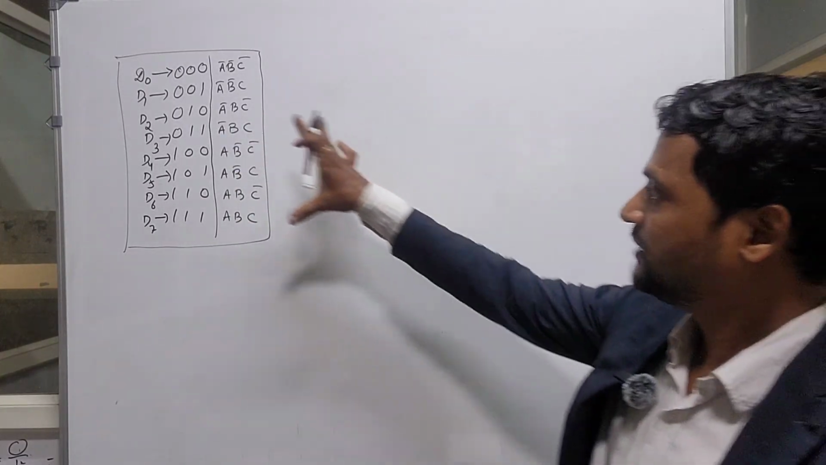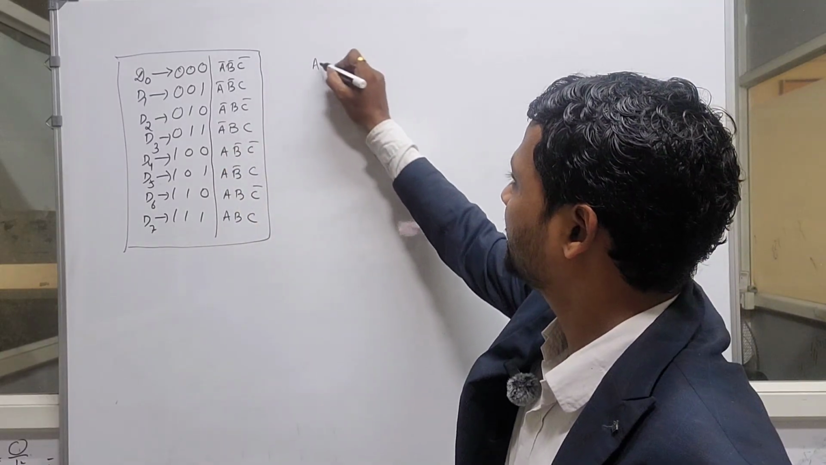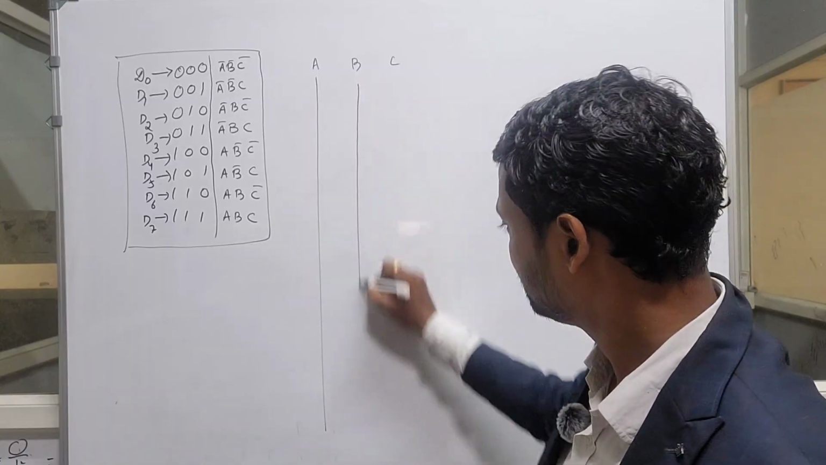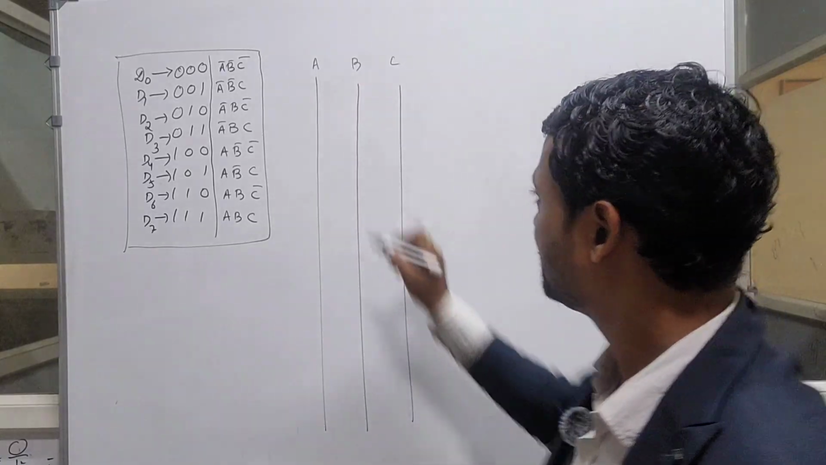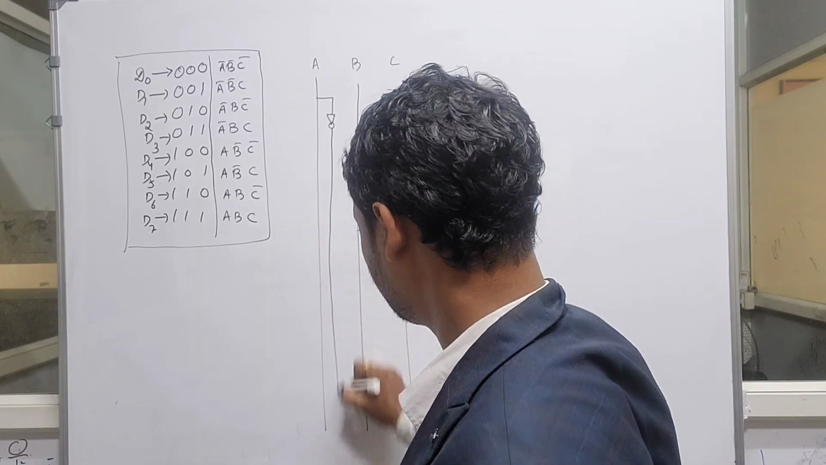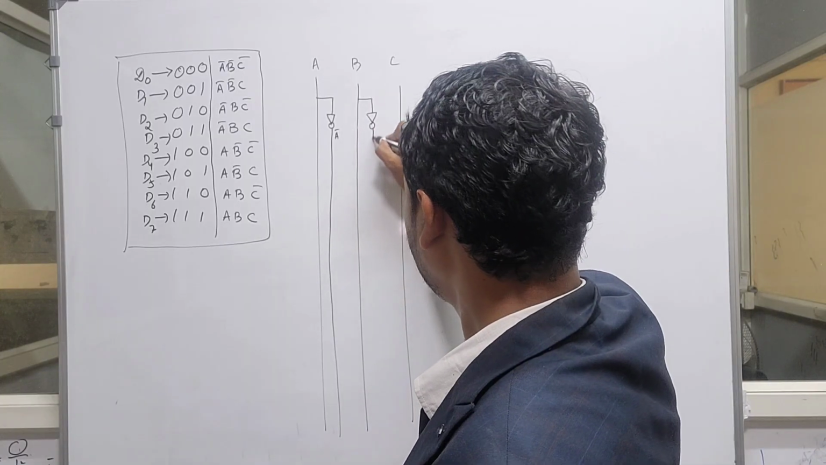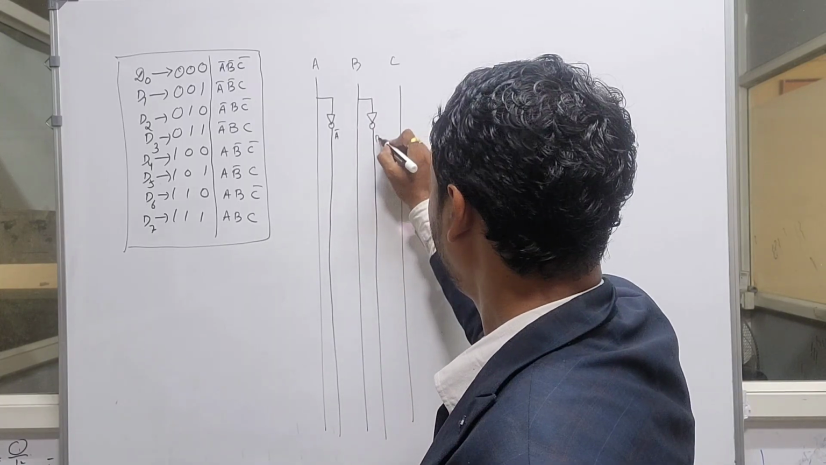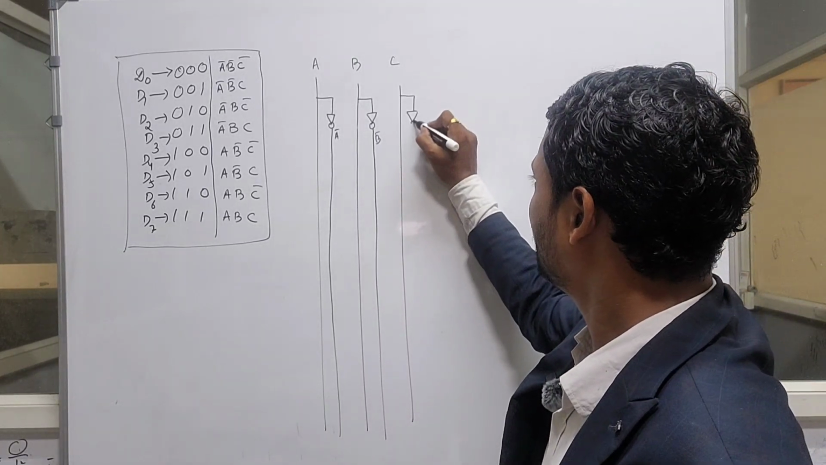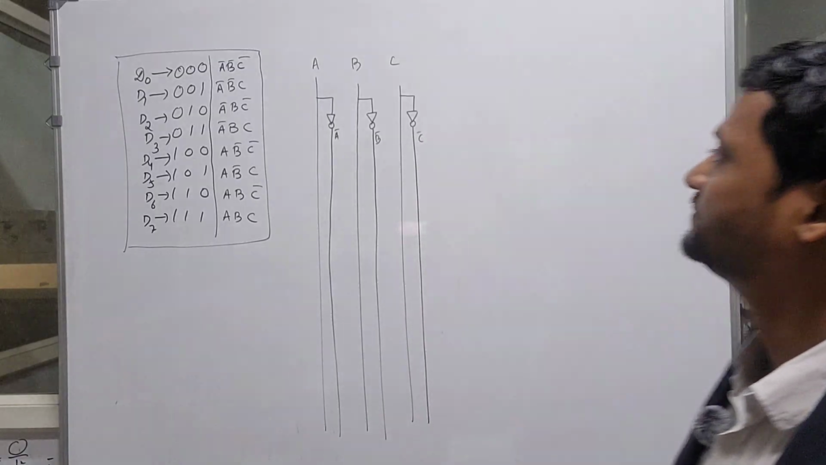Now we'll design the circuit by taking this output equation. A, B, C, these are the input. You take one NOT gate, so it will be A bar. Another NOT gate you take to have B bar. One more NOT gate we take to get C bar.